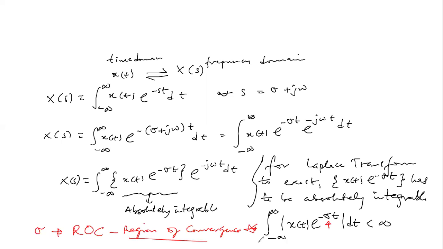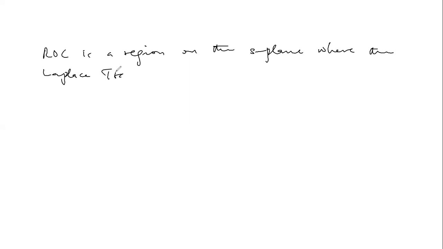And when we are able to tell the region of convergence, then we'll be able to tell if the system is stable or not, okay? So the region of convergence, therefore, is a region on the s-plane where the Laplace transform is finite. Okay, let's put that up here. The region of convergence is a region on the s-plane where the Laplace transform is finite.